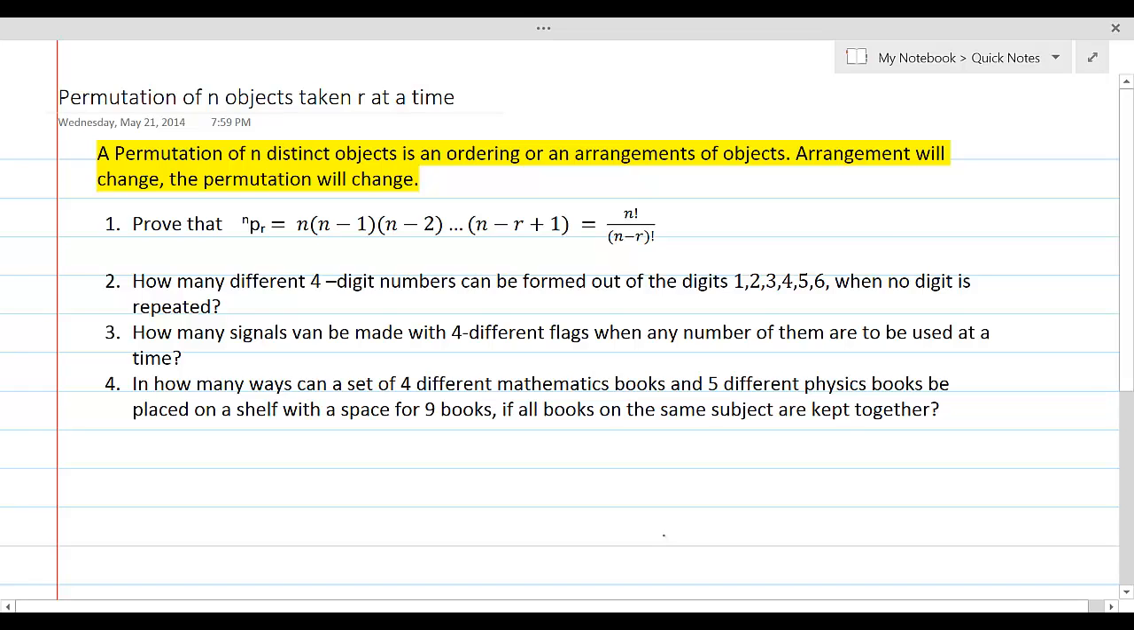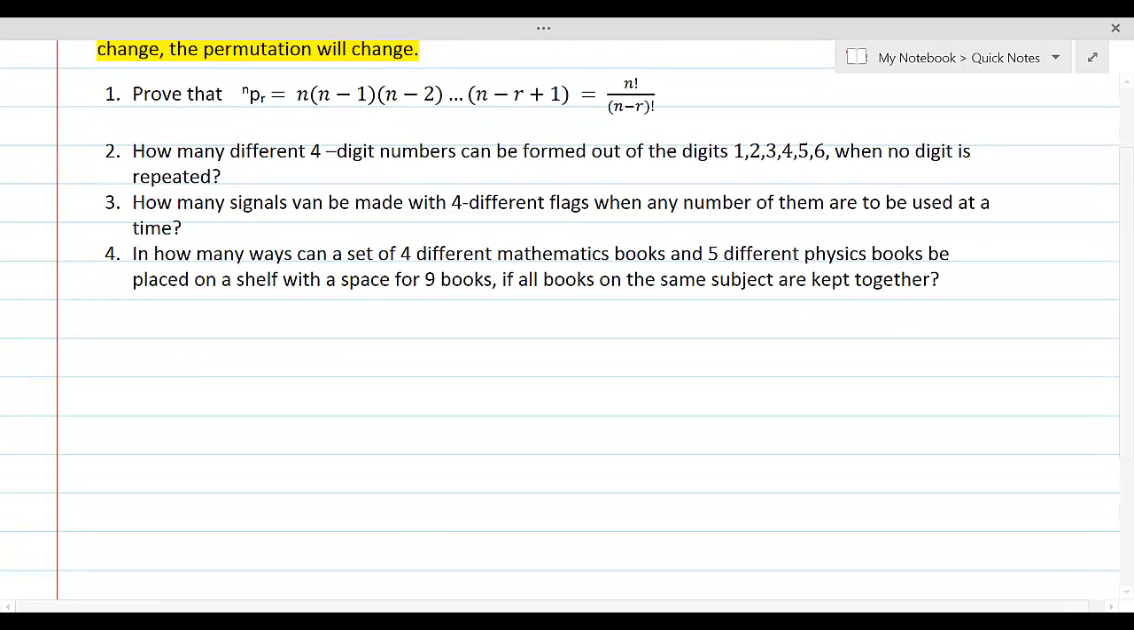For example, if we have a set consisting of 3 elements, let set A consist of 3 elements 1, 2 and 3. We are going to write all permutations.